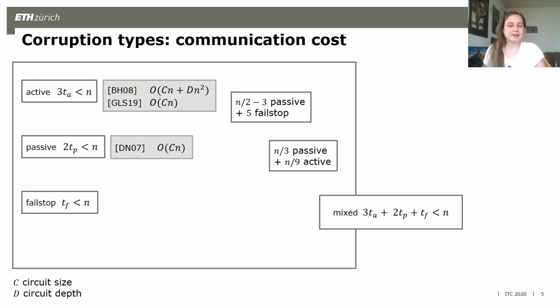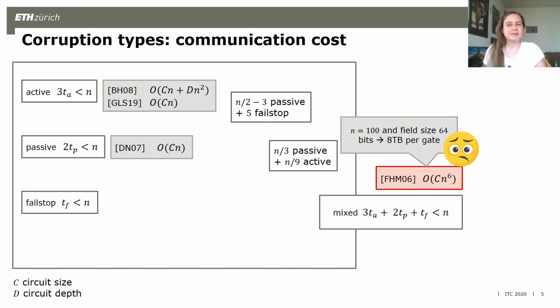Now, what about the mixed setting? Well, unfortunately, flexibility comes at a cost because we are still stuck with the first feasibility result, which modifies BGW and inherits the inefficiency of BGW. In particular, we have to communicate C n to the power of 6 field elements. So to be more concrete, if we have 100 parties and the field has elements of size 64 bits, this means that parties have to communicate terabytes of data, which is actually prohibitive.